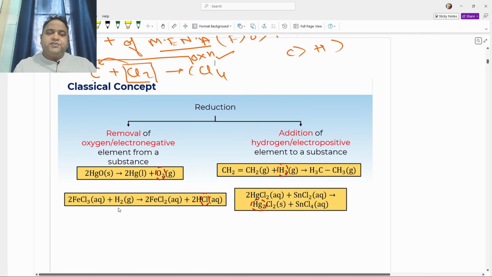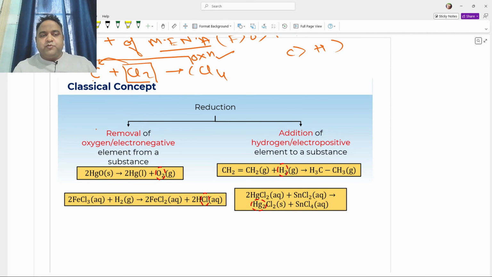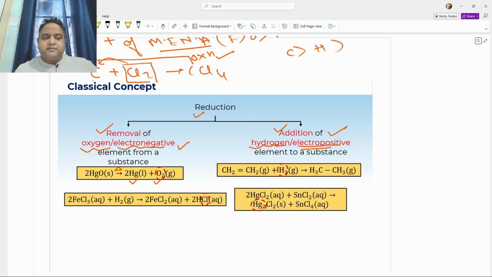Now, see the definition of reduction. Removal of oxygen or a more electronegative element, both are examples of reduction. Addition of hydrogen or any metal or electropositive element is called reduction. In this case, you can see that mercury oxide is heated, and there is a formation of mercury and oxygen.